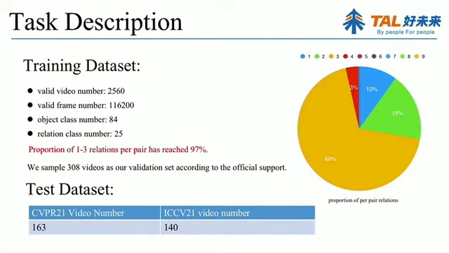This chart shows the proportions of different numbers of relations per pair. We can see that the proportion of 3 relations per pair accounted for the largest proportion, and the proportion of 1 to 3 relations per pair has reached 97%, which means the number of relations per pair is usually less than 3. We sample 308 videos as our validation set according to the official support. For the test dataset, there are 140 videos in this competition. It's different from the previous competition of CVPR.